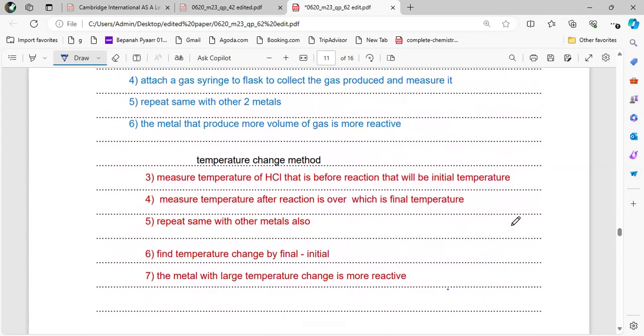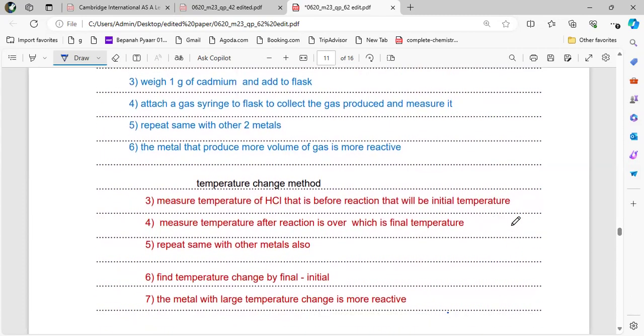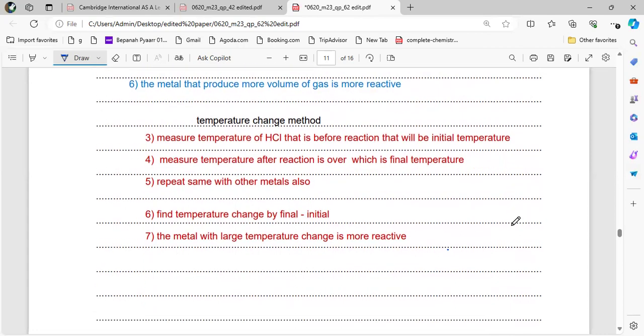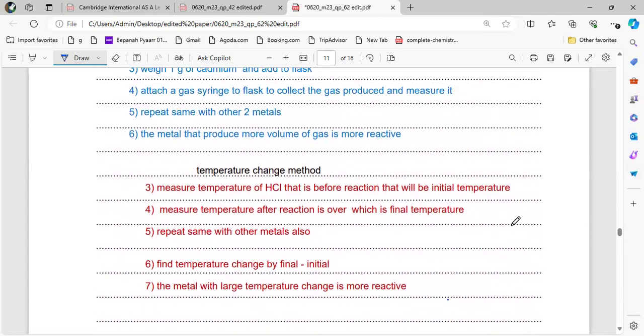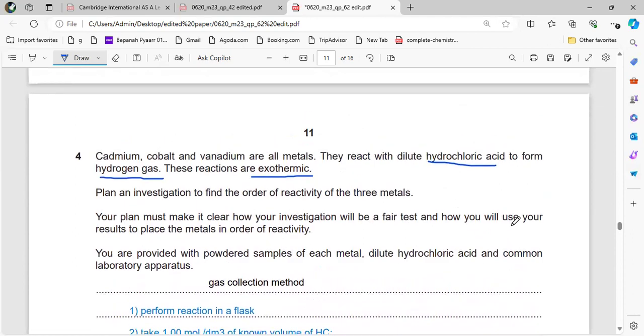So this is how you have to write it: by mentioning the apparatus name, which method you are using, and after using the method you have selected, how you are going to conclude, like how you will understand the results. In some plan and investigation questions, if required, you can write the formula also, or draw a table also. So this is how you will solve this plan and investigation question.